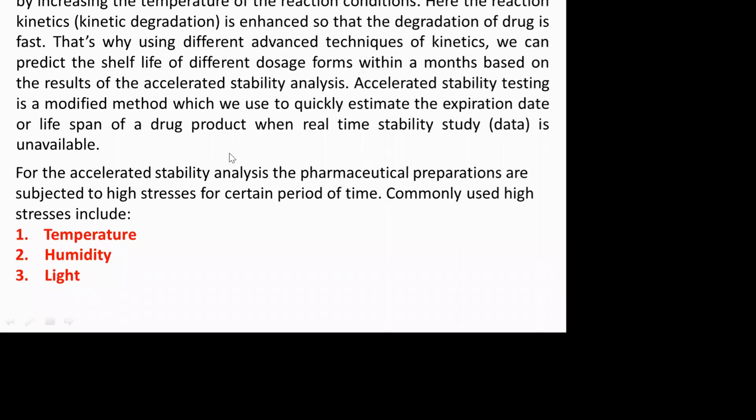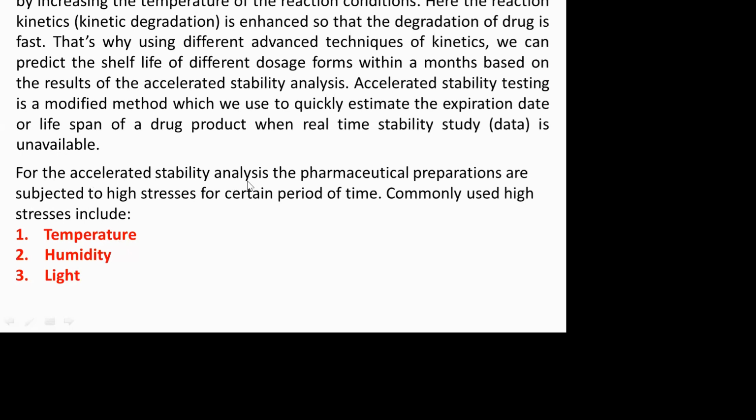But in pharmaceutical companies, they do both. First, they do the accelerated stability testing, and side by side, they will also be doing real-time stability testing. So, from the accelerated stability analysis, they will find the shelf life quickly, and they will start to market the drug, or start to sell the drug, and side by side, they will also be doing the real-time stability test.